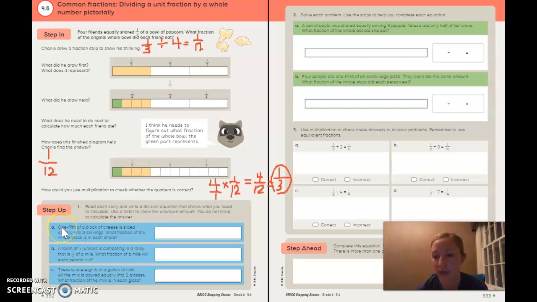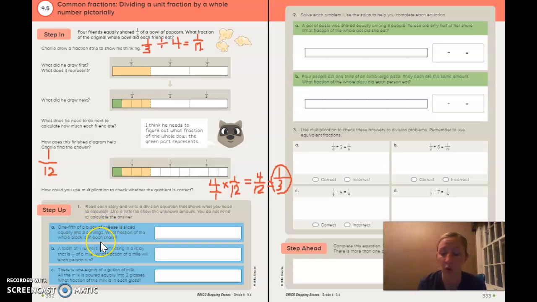So I need to figure out what it is they're asking me to do. I kind of have to visualize. 1/5 of a block of cheese. I'm picturing a block of cheese, like something you use to cut cracker cheese with. So you've got 1/5 of it. You don't have the whole thing, you just have 1/5. And it's sliced equally into 3 servings. So I had that little 1/5 piece and I sliced it into 3 different servings.